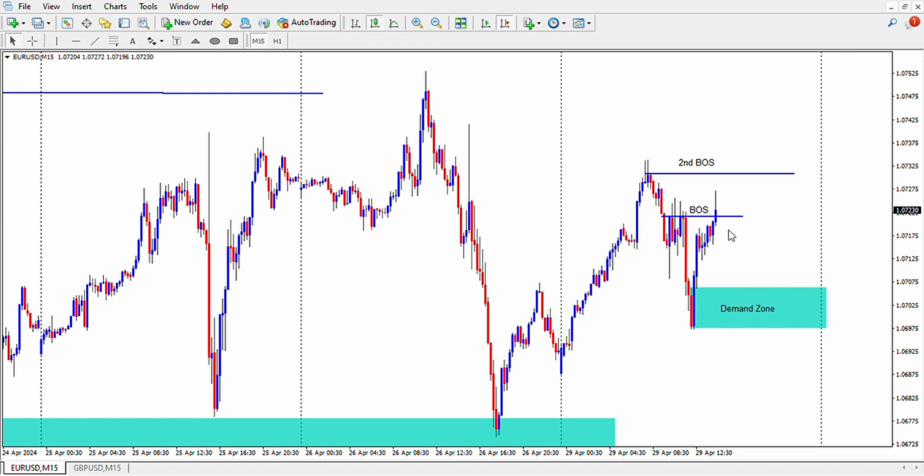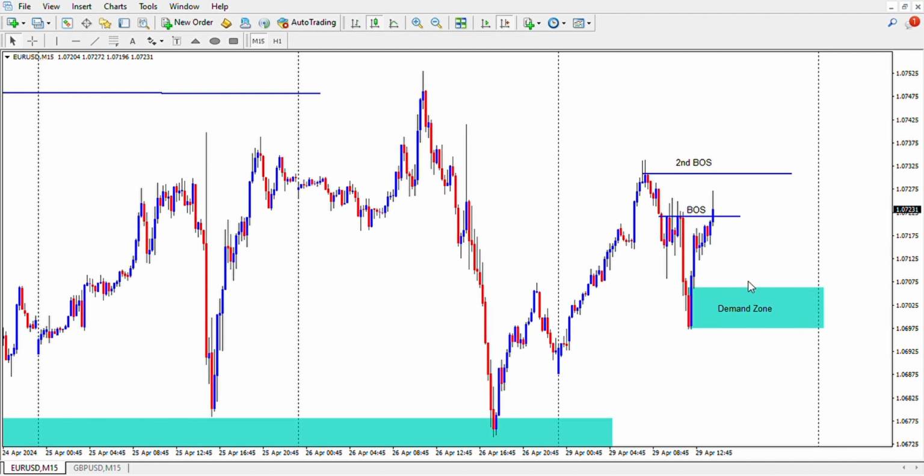If it comes back and taps in this demand zone, we're looking for a buy. But if it goes above this break of structure, which is a short-term buy side liquidity, we're looking for it to come back to this demand zone right here. Let's look at how it plays out, and then let's mark another analysis on the GU.